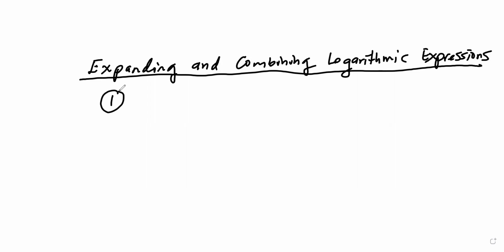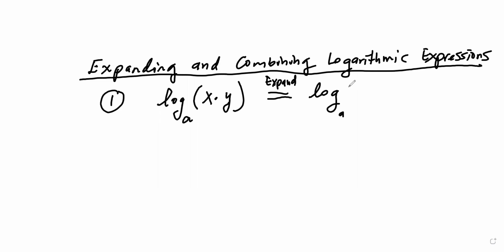Okay, so first, when you're expanding or combining, log of any base a, if I have the product of two things, x times y, then I can expand this. So if I go this direction, I'm expanding it, as the sum of two logarithms using the same base. So log of the first expression plus the log of the second one using the same base.